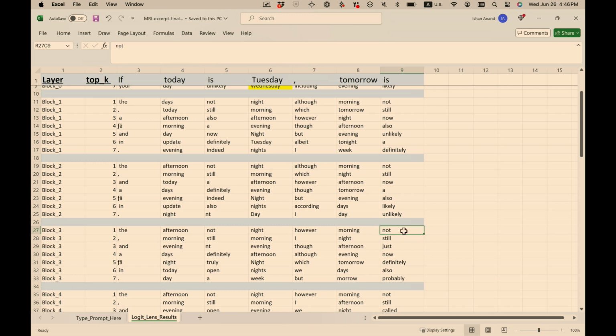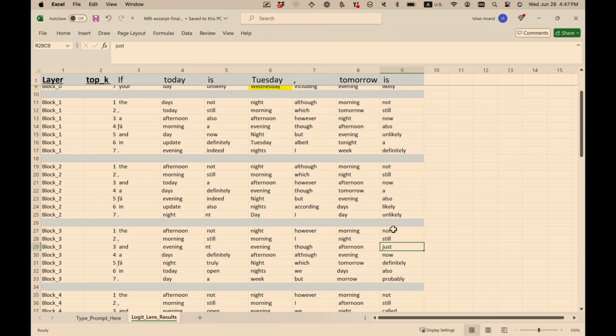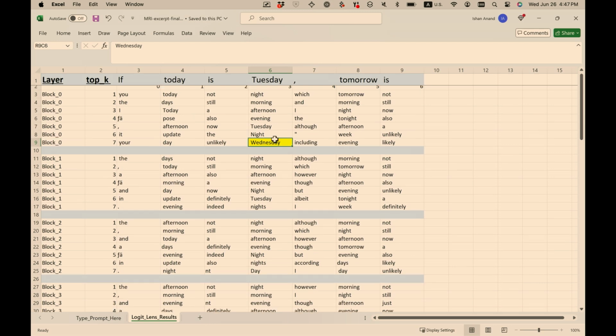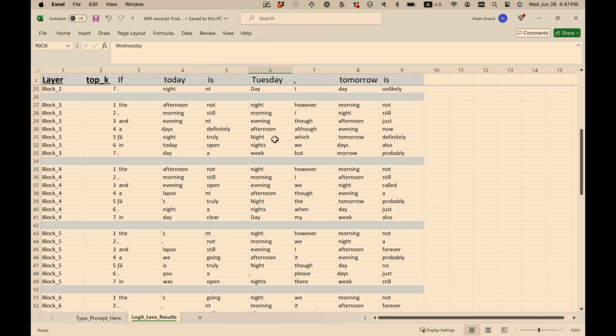For example, here at block 3, this is the topmost predicted token at the last token position. So it predicted "not." The second most likely word was going to be "still." Then it was going to be "just." These are all wrong. So let's look for what we know is the right answer, Wednesday. So over here at block 0, we see Wednesday. It's at the bottom of the Tuesday stream for some reason on that highway. Well, it makes sense it'd be close to Tuesday.